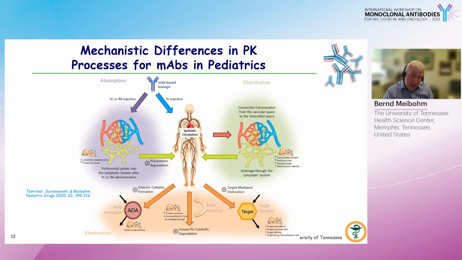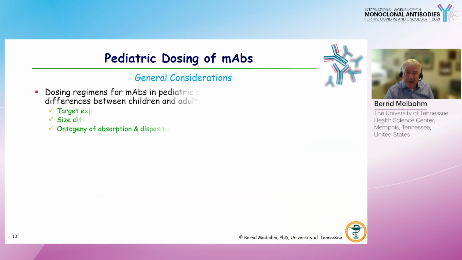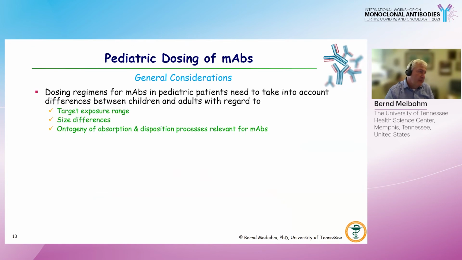Similarly, there's only limited knowledge so far with regard to immune complex formation in pediatric patients. Obviously, immunogenicity occurs also in pediatric patients, but whether the ADA incidence rates are much different in young pediatric patients compared to adults seems to be unclear. There are examples where higher incidence rates are reported, but then there are also others where no difference has been detected. So what are the general considerations then for pediatric dosing?